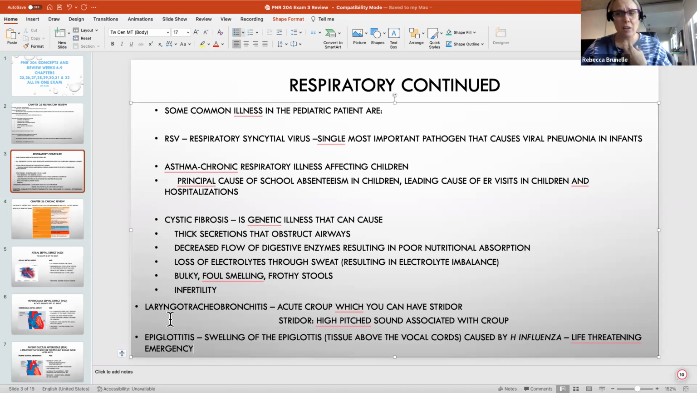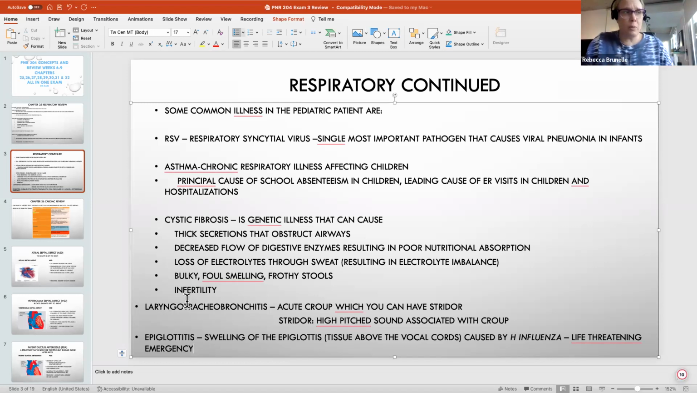So these kids, a lot of times their airway is so tight that they can't talk. You might hear stridor, but sometimes they're having such a hard time breathing that you're not really hearing any air movement at all. They tend to be leaning forward. We call it tripod posturing, and drooling.